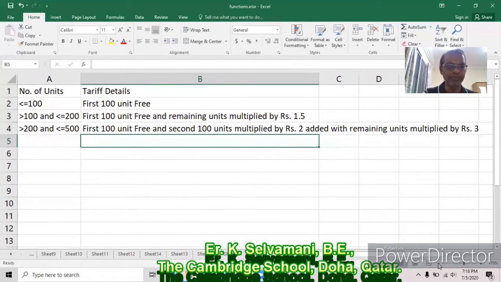Let me explain. Assume the number of units recorded is 201. So 201 units are there. The first 100 units are free. Then the remaining will be 101. The second 100 multiplied by 2 gives 200 rupees, plus the remaining 1 unit, 1 into 3, that means 3 rupees.